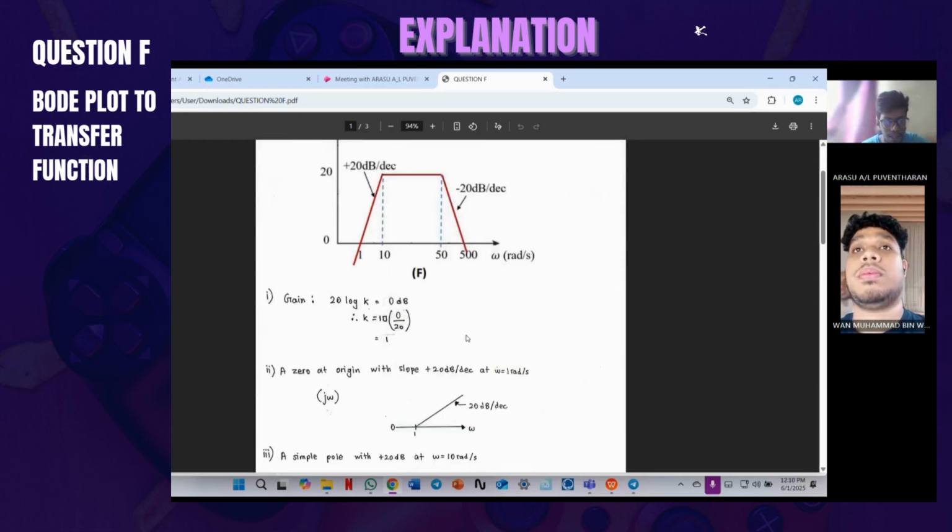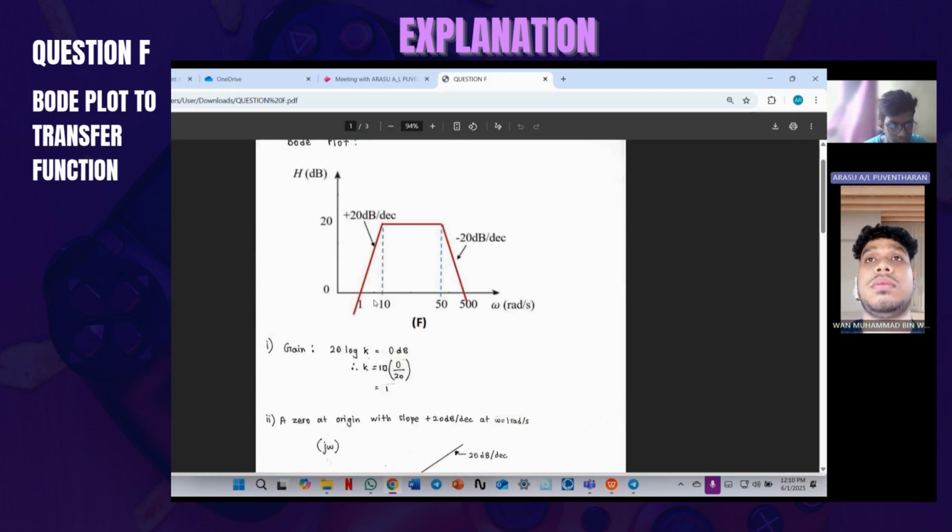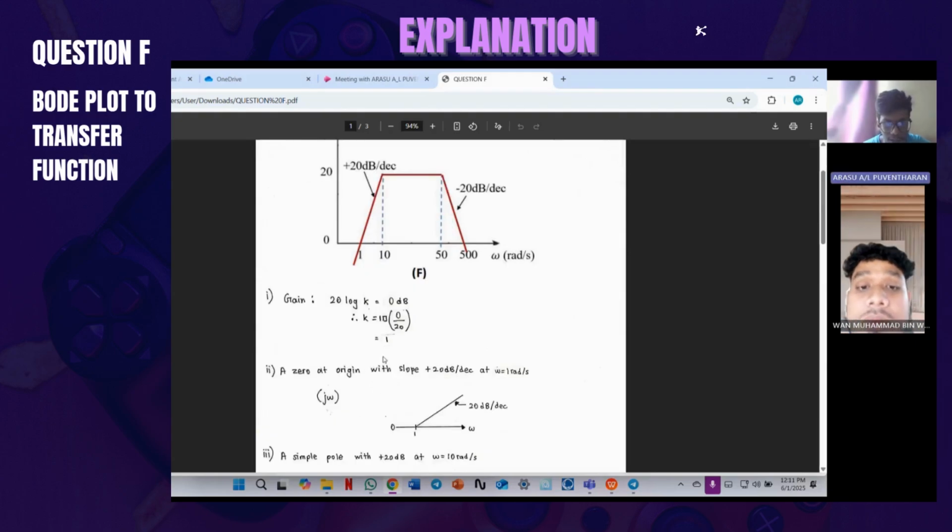So now I explain each step. First is to find the gain value. To find the gain value, the flat portion of the plot is at 0 dB. So using the gain formula, 20 log k equals 0 dB, we find k equals 1. This gives us the constant gain of the system. So the value of k is 1.